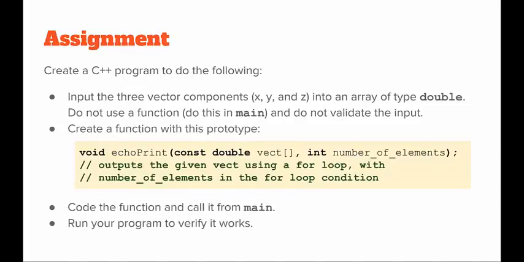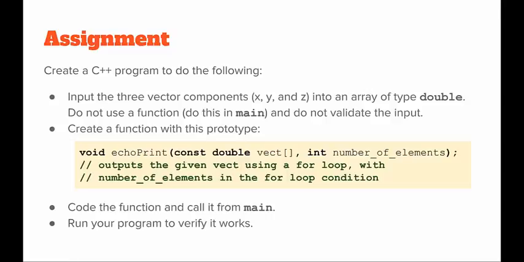So here's your assignment. Create a C++ program to do the following. Input the three vector components x, y, and z into an array of type double. Do not use a function, do this in the main function, and do not validate the input. After you've done that, create a function with this prototype that you see here called echoprint. This function will output the given array parameter using a for loop, and it will use the second parameter, number of elements, in the for loop condition. Once you've created this function, call it from main, and then run your program to verify that it works.